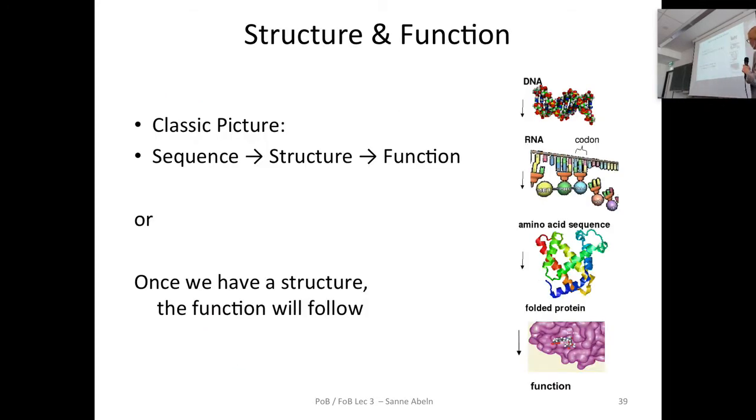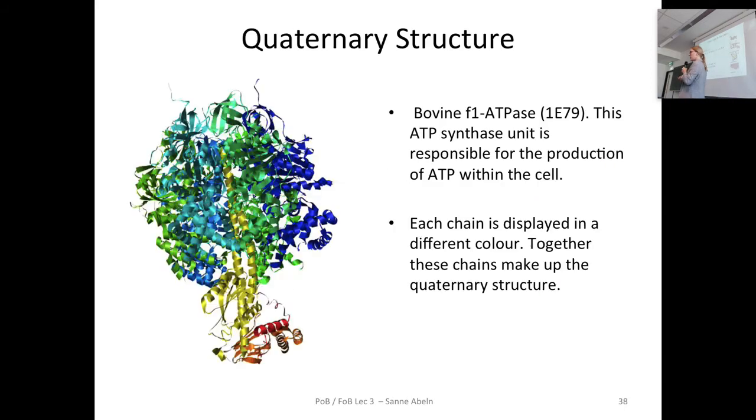Okay. So then the classic picture is that we have a structure-function relationship. The idea is that the protein can only function once it's correctly folded in its tertiary structure and maybe also its quaternary structure. So it has taken on the right form, and then it can perform its function in the cell.